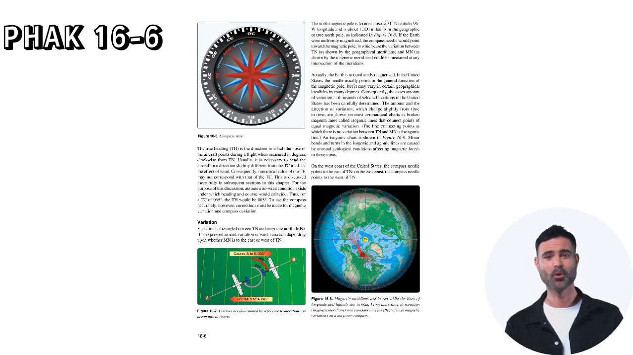The line connecting points at which there is no variation between Tn and Mn is the agonic line. An isogonic chart is shown in Figure 16.9. Minor bends and turns in the isogonic and agonic lines are caused by unusual geological conditions affecting magnetic forces in these areas. On the west coast of the United States, the compass needle points to the east of Tn. On the east coast, the compass needle points to the west of Tn.